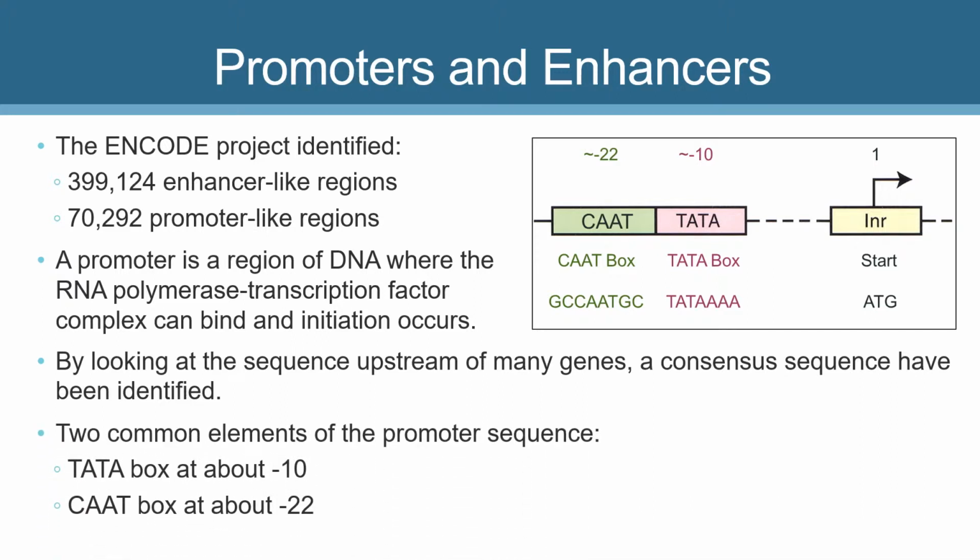Two common elements of the consensus promoter include the TATA box, which is located about 10 base pairs upstream of the start site, and the CAT box, which is located about 20 base pairs upstream of the start site. The consensus sequences for these elements are given in this figure.